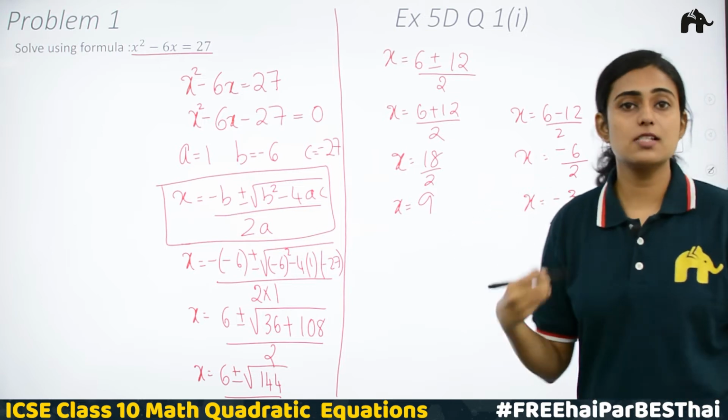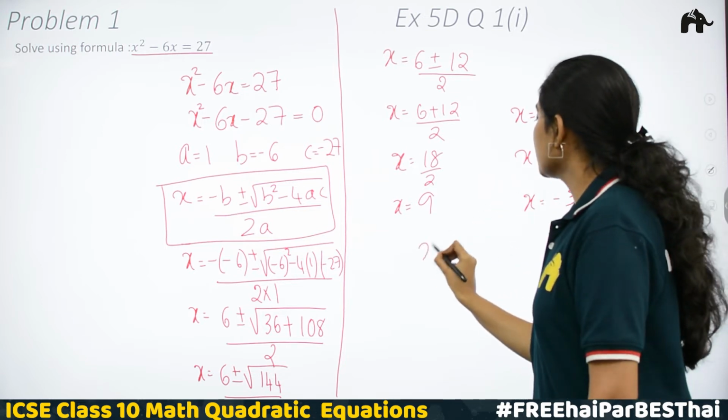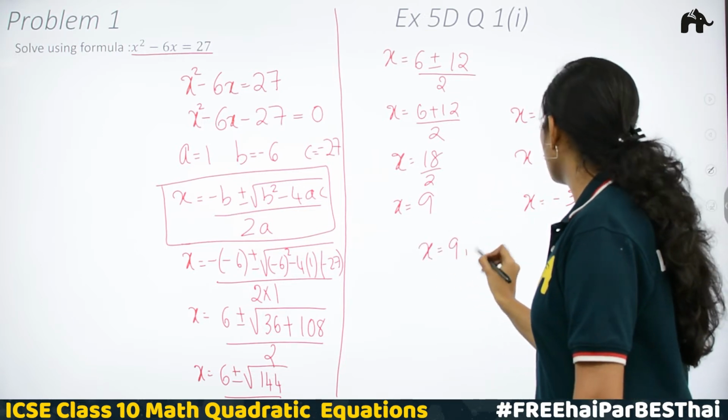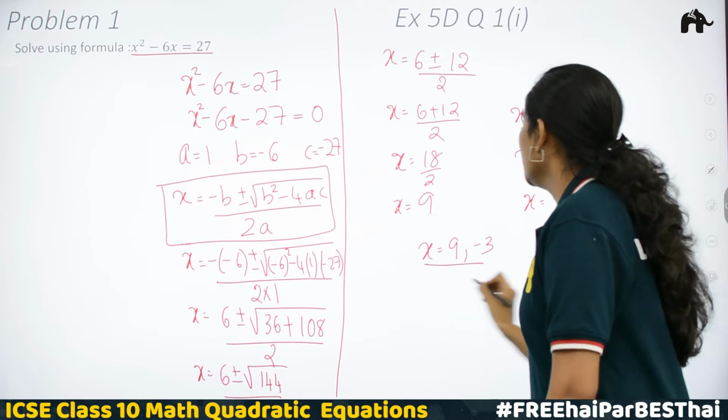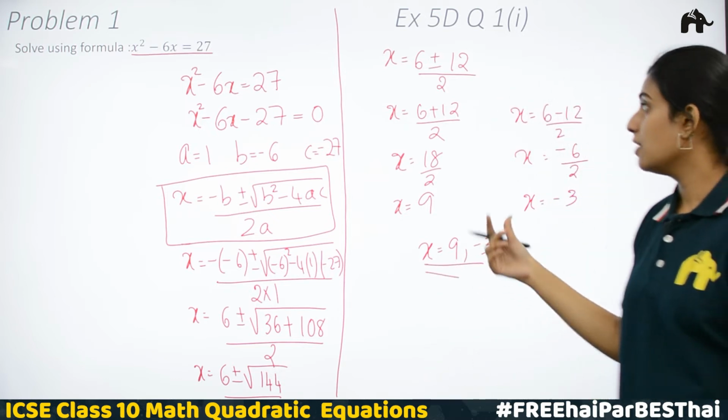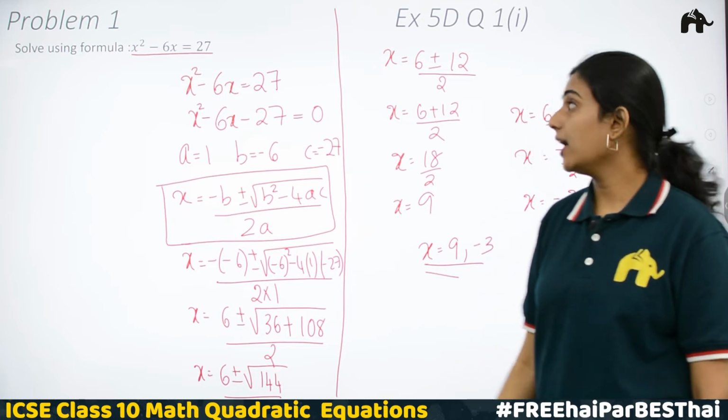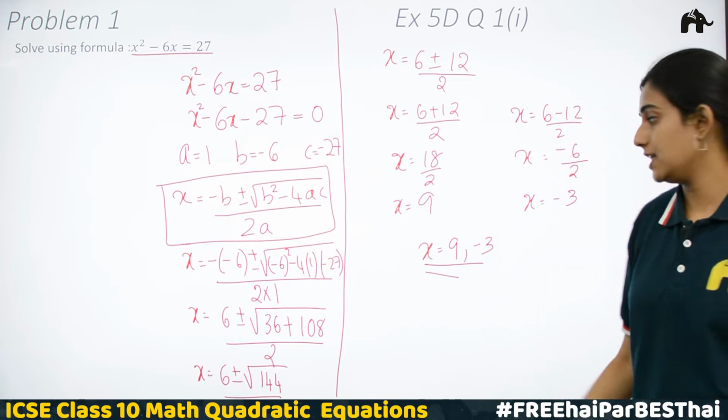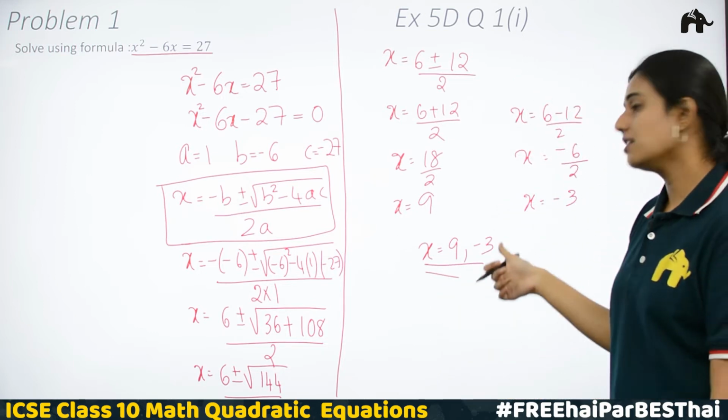So the two possible values of x are x is either equal to 9 or -3. Okay, two possible values of x. For the quadratic equation x square minus 6x is equal to 27 are 9 and -3.